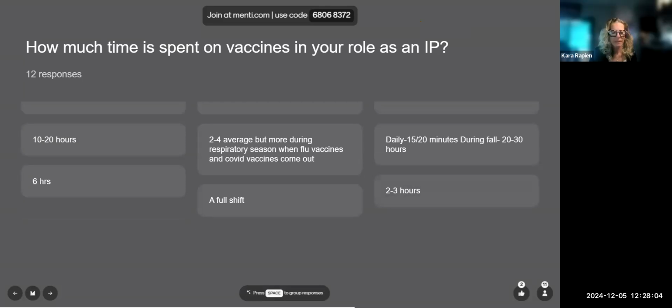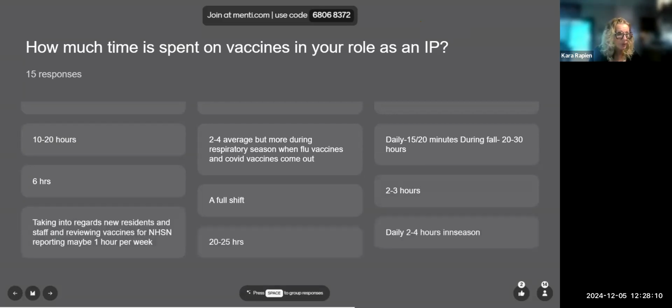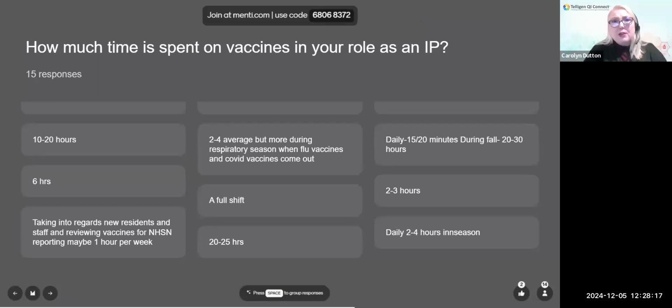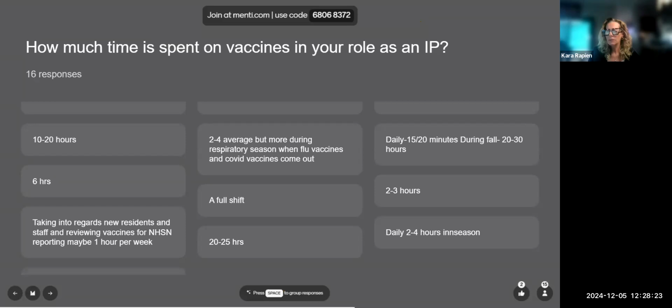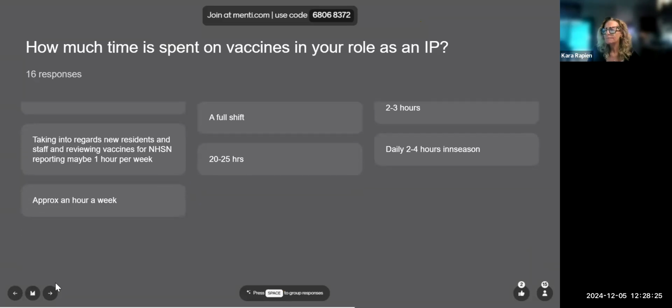Exactly right. We're seeing a lot of different responses there, taking into regard new residents and staff and reviewing vaccines for NHSN reporting. And I'm sure the size of your facility also dictates a lot of that as well. Absolutely. Next slide, please.